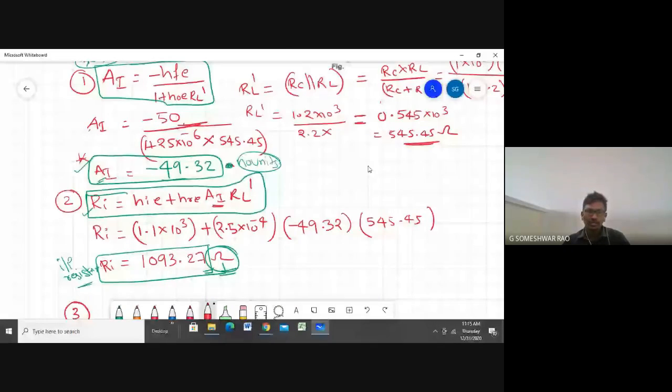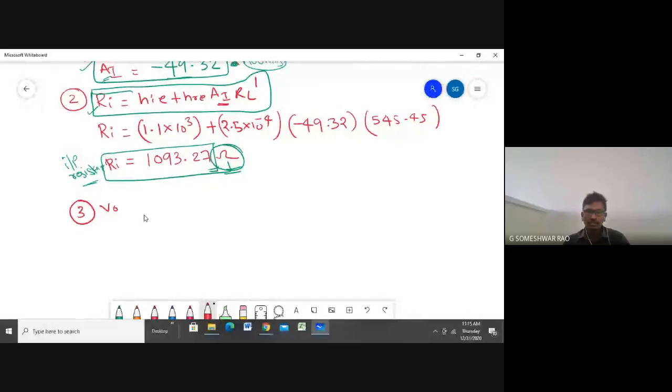Okay, so voltage gain AV is equal to, so what is the formula? AI into RL dash divided by RI. Am I correct?